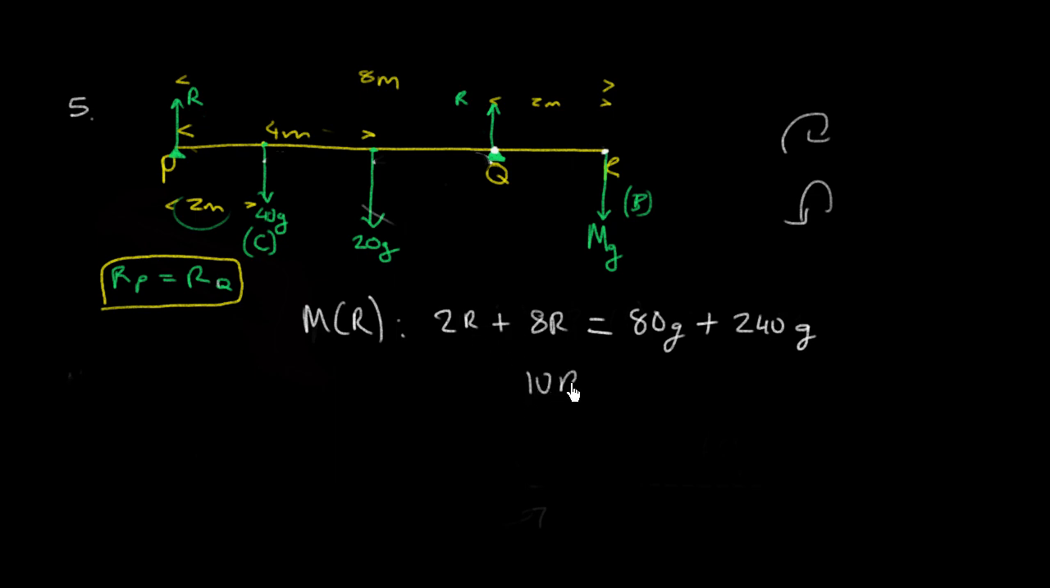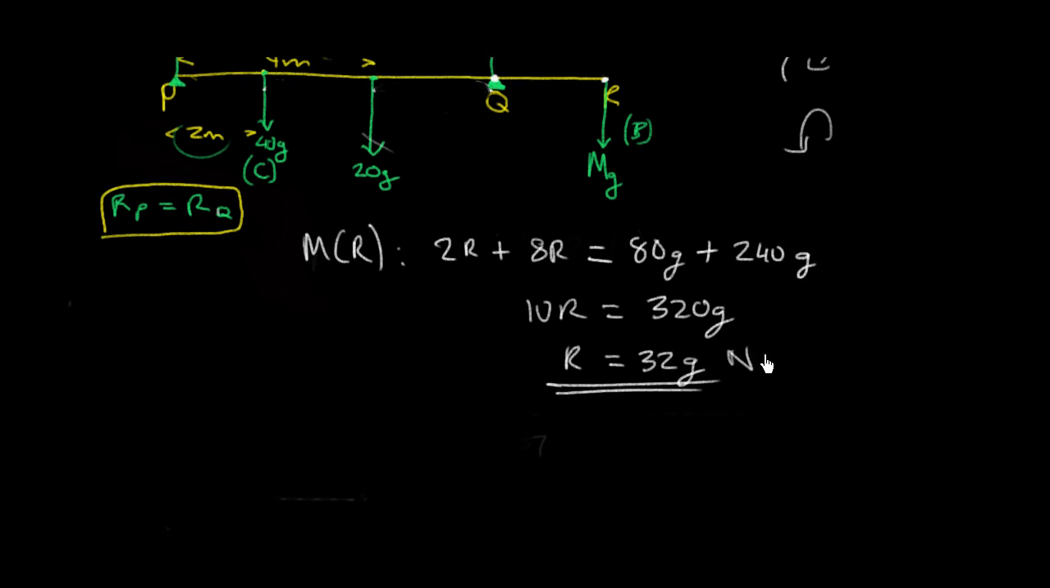We have that 10r is equal to 240 plus 80, which would be 320g. If we divide by 10 we have that this is going to be 32g for r, in newtons. Okay, we can work that out or we can leave it like that for now. And look how quick that was.